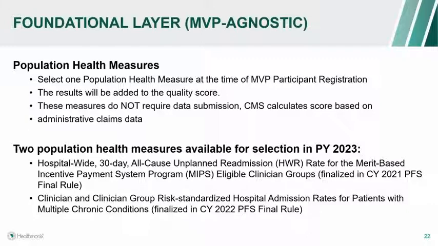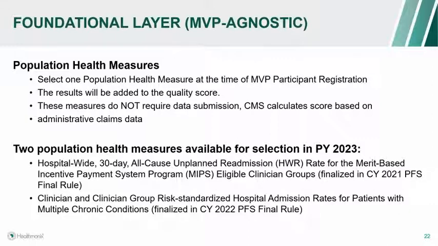One thing that differentiates the MVP reporting option is the foundational layer, which consists of both the population health measures and promoting interoperability. So with the population health measures, the requirement is to select 1 population health measure at the time of registration. The results will be added to the quality score. And the measure does not require data submission. CMS will calculate the score based on administrative claims data.